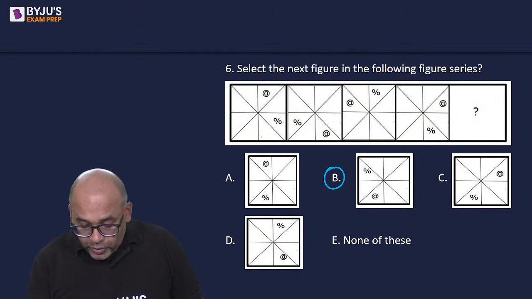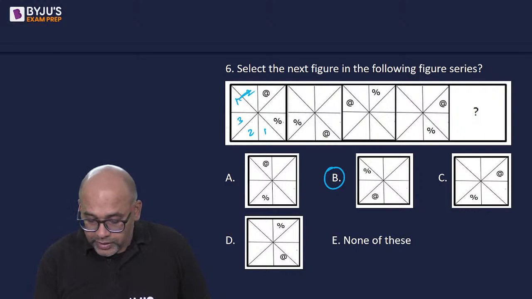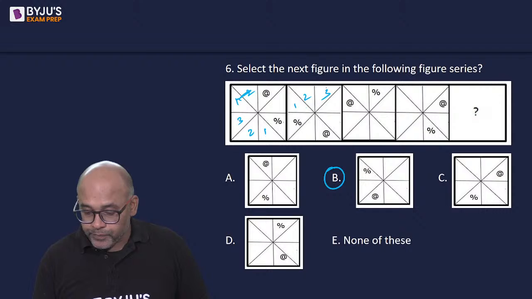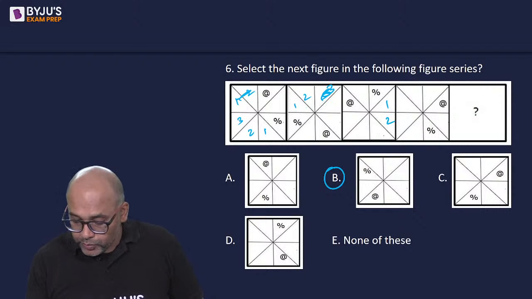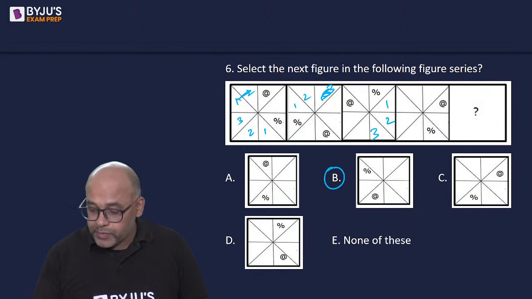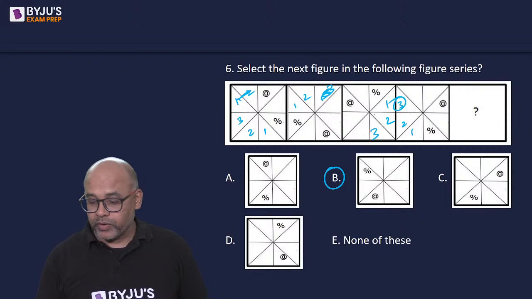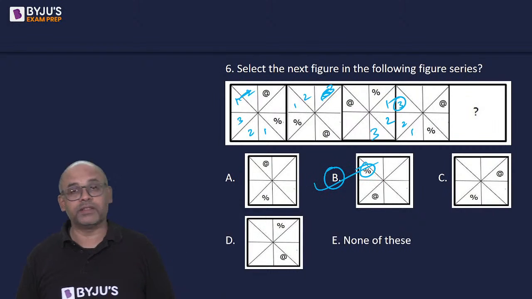The percentage, if you go 1, 2, 3 clockwise, then from here 1, 2, 3 clockwise, then 1, 2, 3 clockwise. So percentage is also going clockwise 3, which means I want it over here. This is where it should be. Therefore, option B is correct.